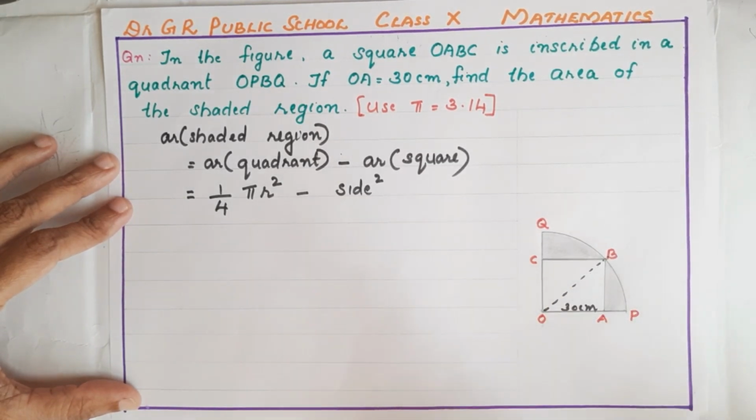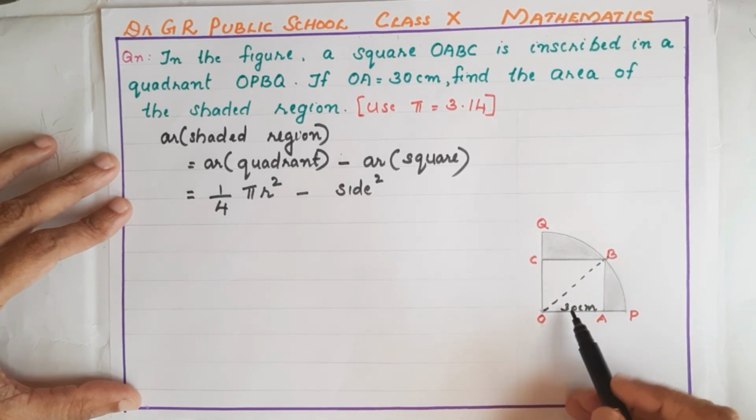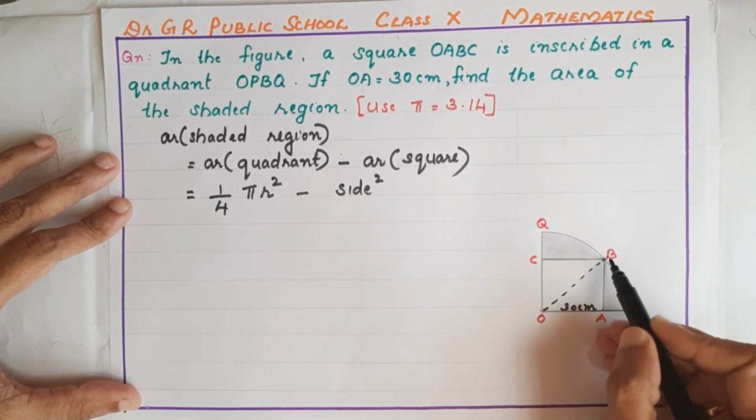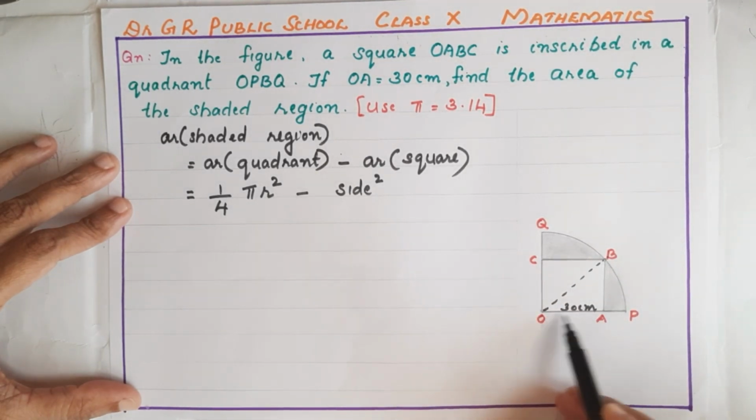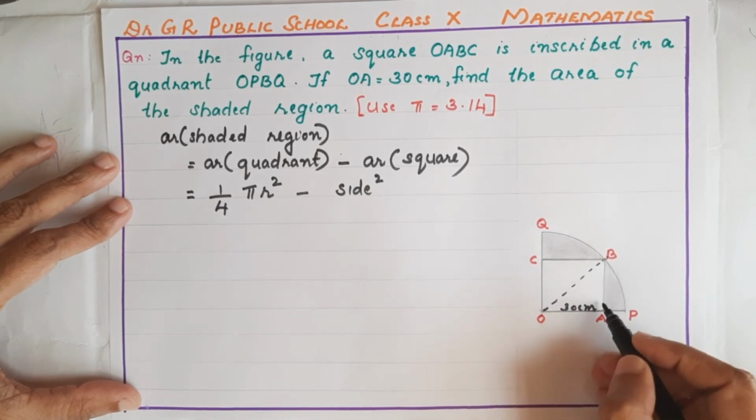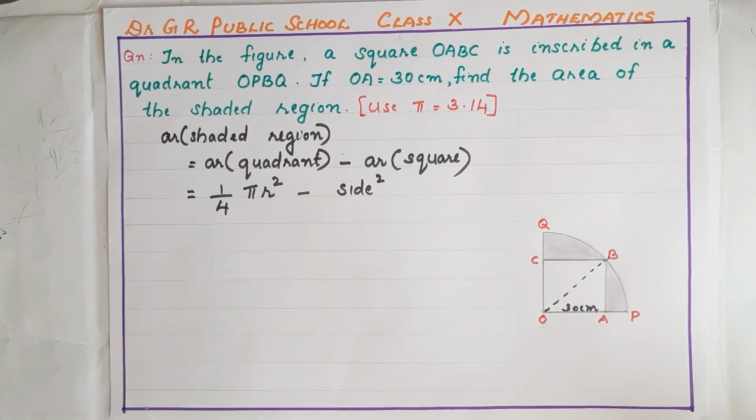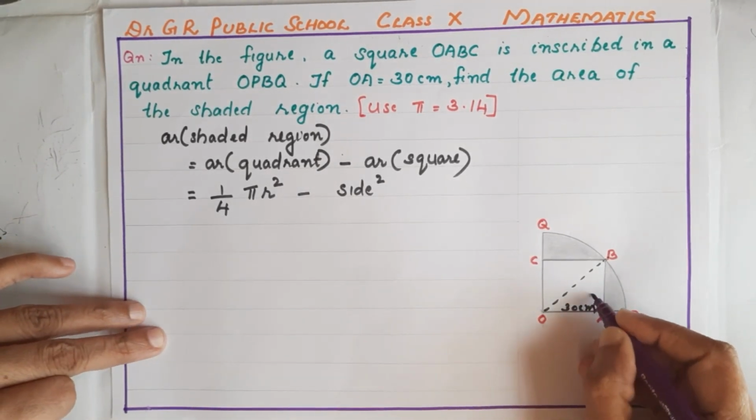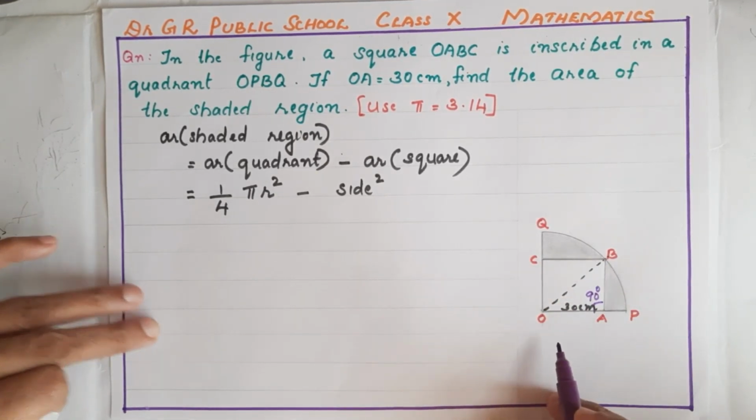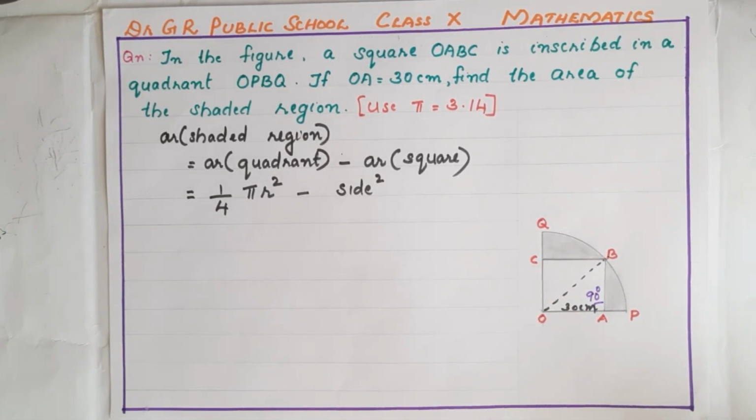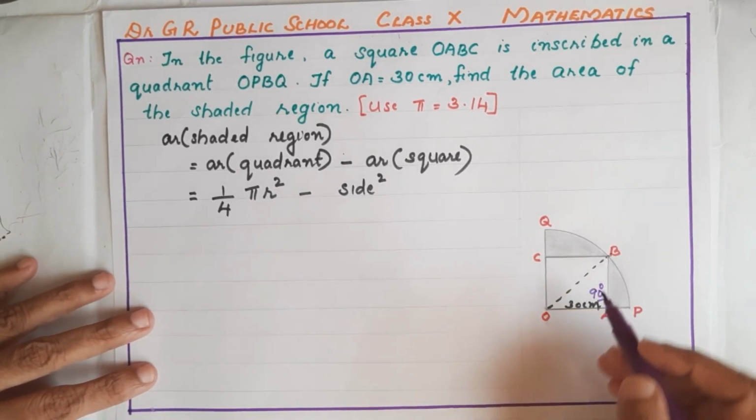How will you get diagonal of a square? How will you get this OB? Consider this triangle OAB. What type of triangle OAB? Right triangle, because this is square. So this angle is 90 degree. Isn't it? This angle is 90 degree. So OAB is a right triangle. So how will you get OB? OB is the hypotenuse, isn't it?